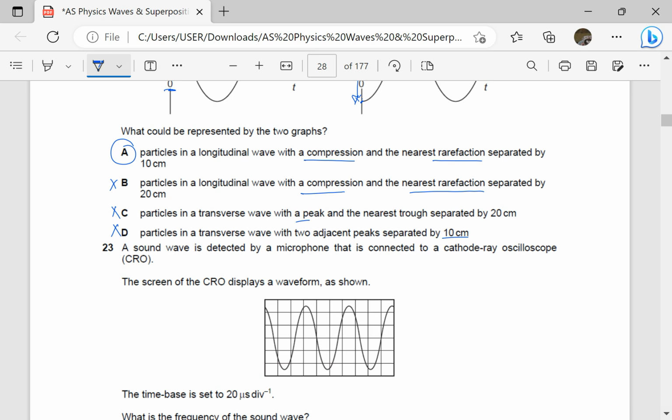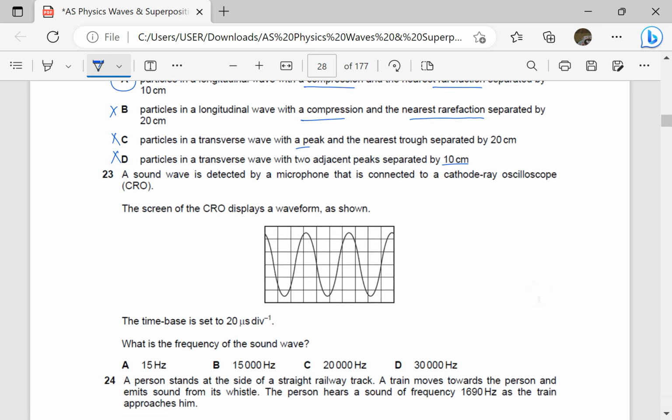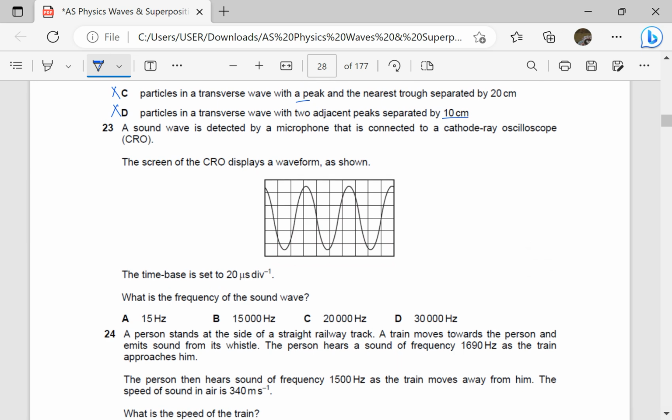A sound wave is detected by a microphone and is connected to a cathode ray oscilloscope. The screen of the CRO displays a waveform as shown here. The time base is set to 20 microseconds per division. What is the frequency of the sound wave? So we want frequency. We know frequency is going to be 1 over the period. The period is going to be the length representing one cycle, times x, which I'm calling the time base setting.